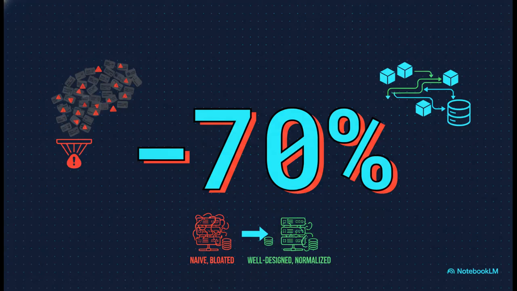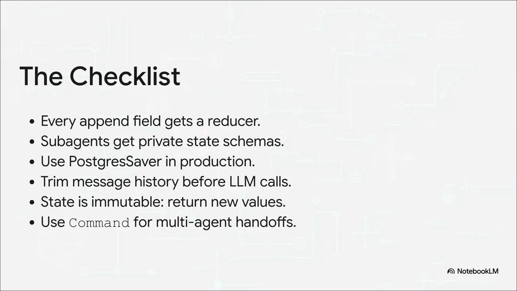Now, why does all of this technical discipline actually matter? Well, it's not just about making sure your agent works correctly, it's also about cost. Every unnecessary field you have in your state costs you in storage, it costs you in latency, and it costs you in tokens. A well-designed, normalized state can be up to 70% cheaper to run per invocation than a naive, bloated one. So here it is, the final checklist.